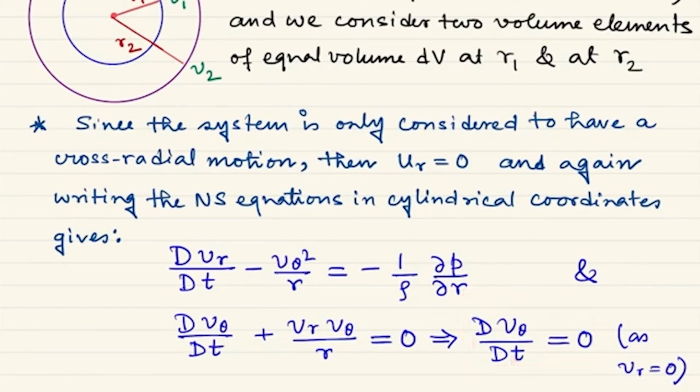Now Vr is 0 makes this thing again simpler, which simply gives us dv theta/dt is equal to 0. So that means the linear velocity of the fluid element does not change with time. Is this clear? The linear velocity with which one fluid element is moving is constant.